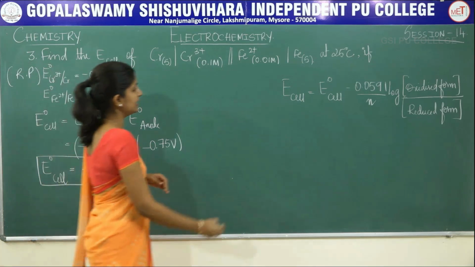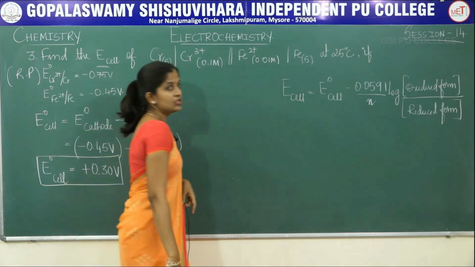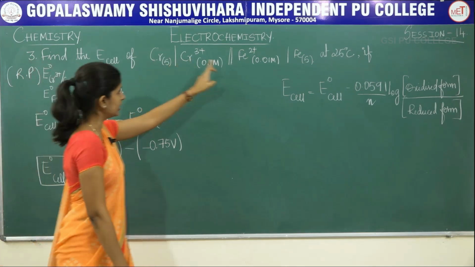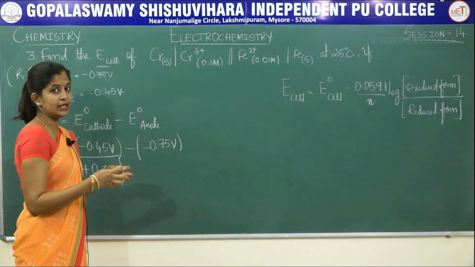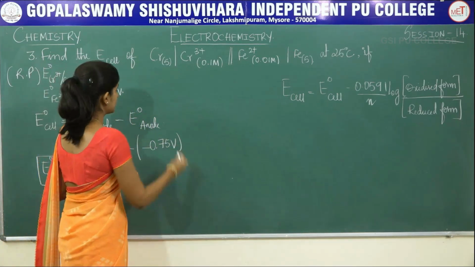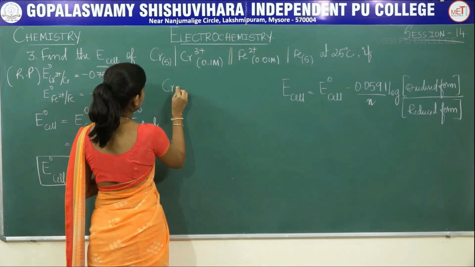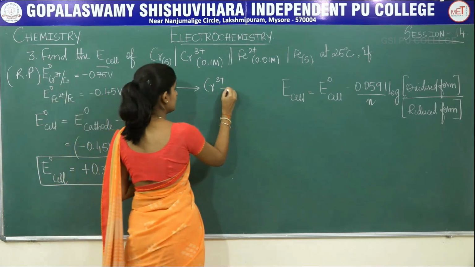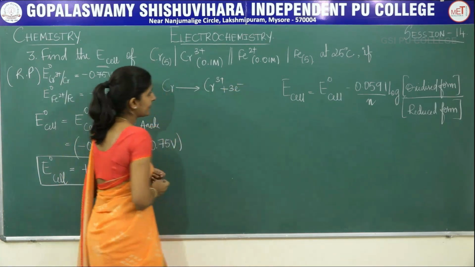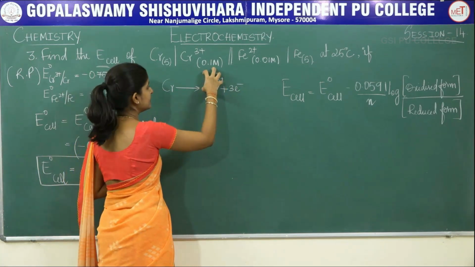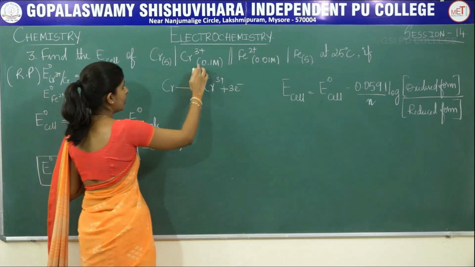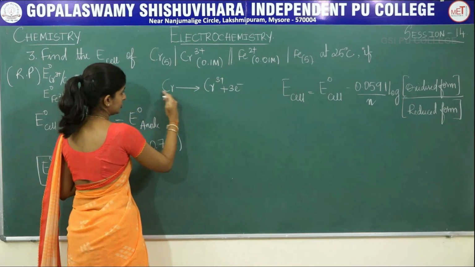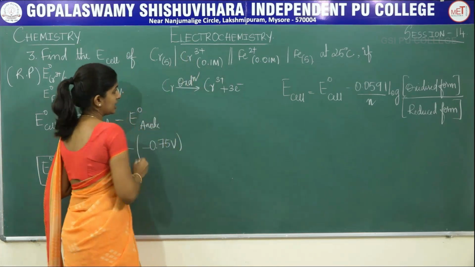The next thing is I have to calculate this N value. In your previous problem also I showed you how to calculate N. So let us take the reaction. This is the redox reaction happening. We will split it into a reduction reaction and an oxidation reaction. First is chromium. Chromium gives rise to chromium 3 plus, meaning 3 electrons have been lost, so plus 3 electrons. This is your oxidation. Now I have to take the reduction reaction.